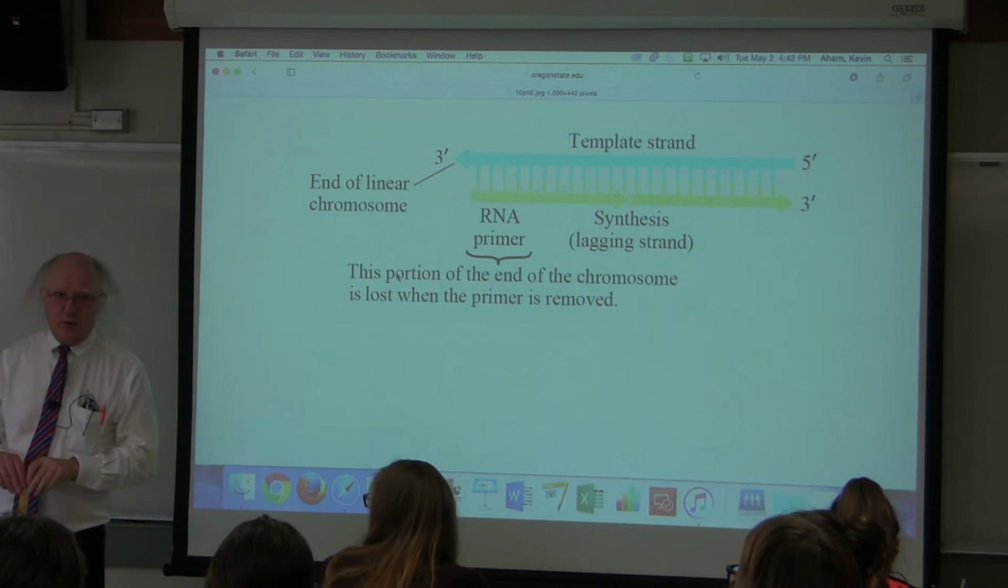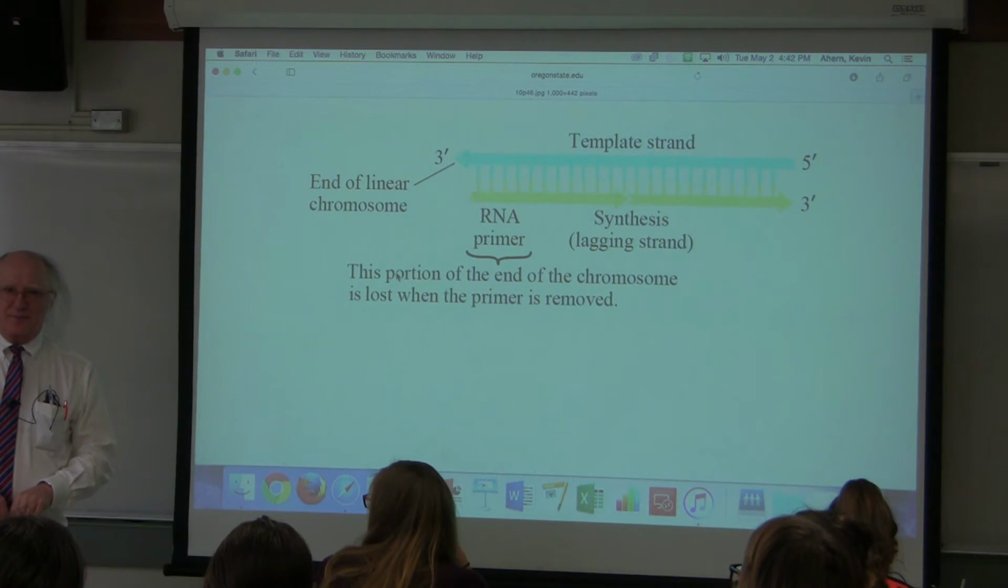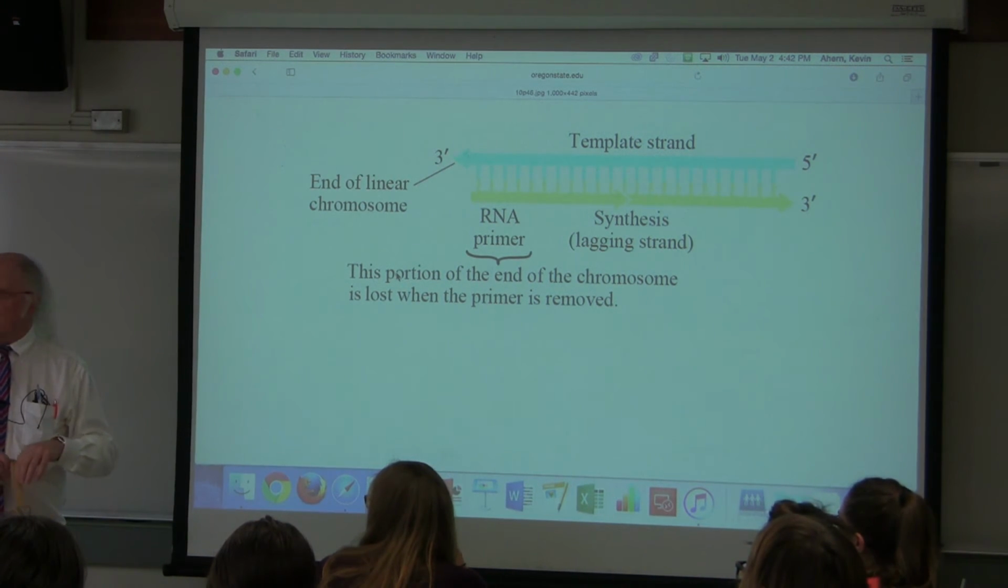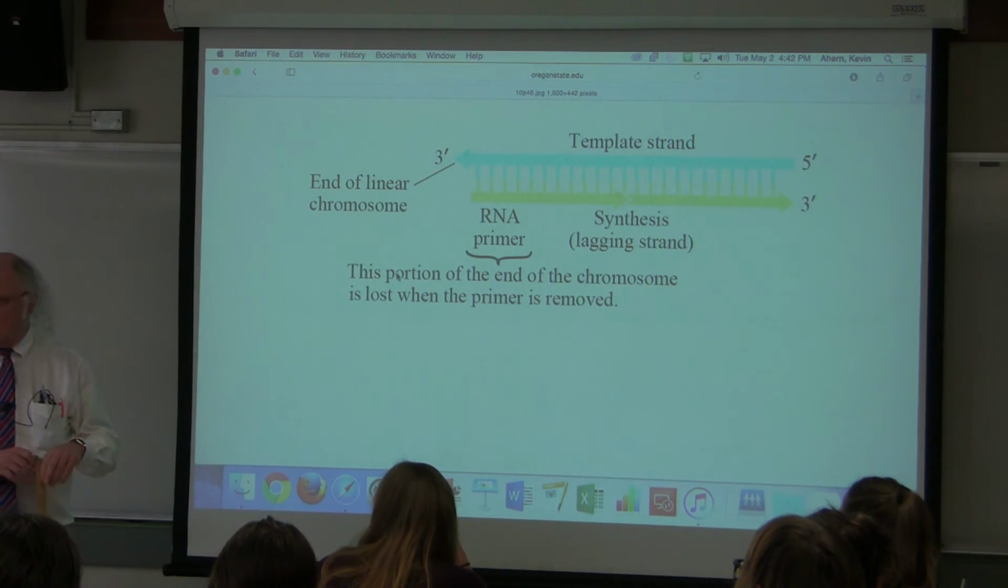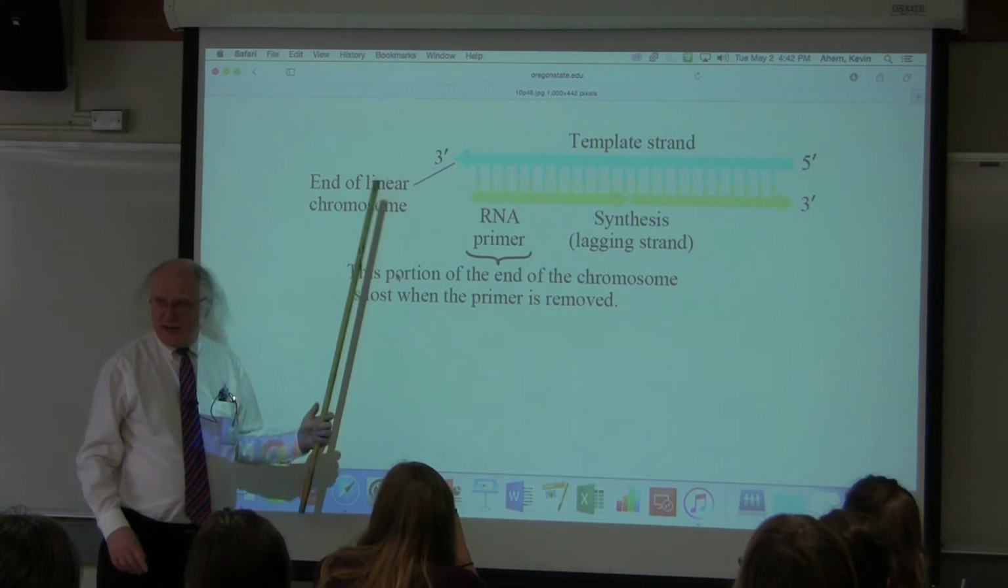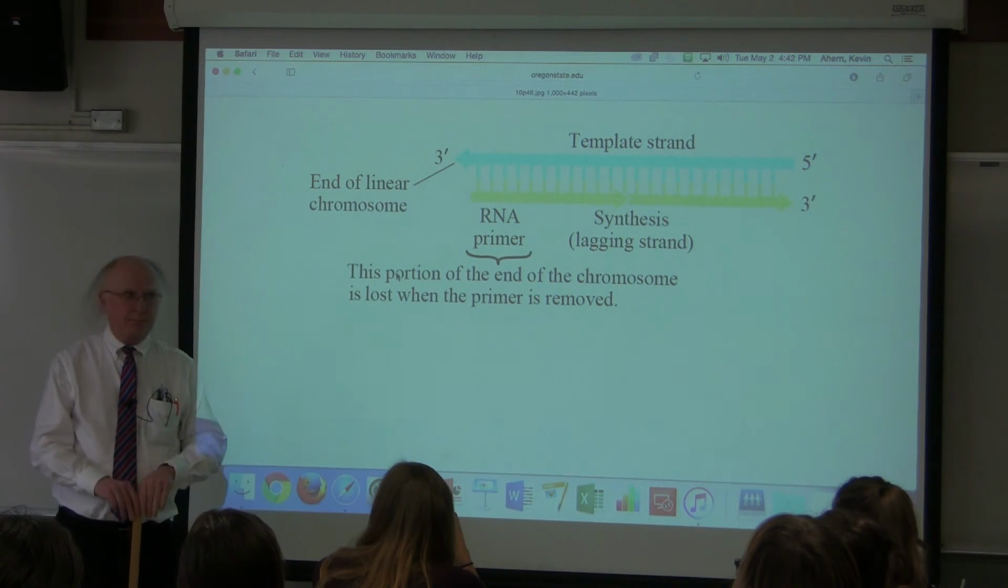I shouldn't have showed you that origin in the middle. Okay. There are origins in the middle. But remember I said eukaryotic cells have hundreds of origins because they're so big. So here's one at the very, very end of the molecule.